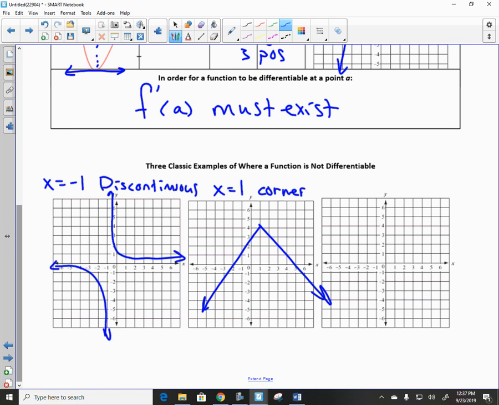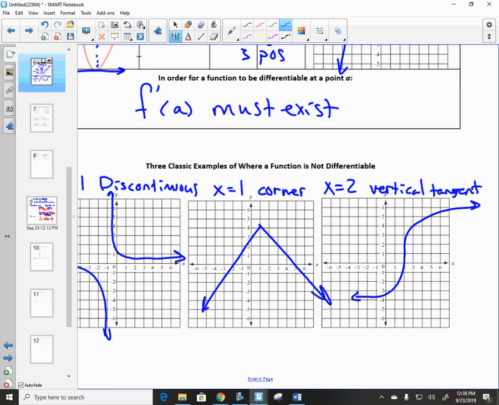And then here's one more. This is kind of tricky. We're going to see if you guys can guess the x value for where you do not have differentiability there. Why at 2? Because the slope is undefined. We have what we call a vertical tangent. So if you ever have a vertical tangent on a graph, you may not take the derivative at that spot. Those are the 3 normal examples of where you do not have differentiability.